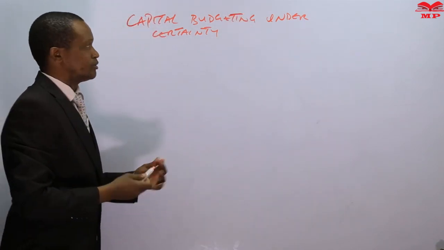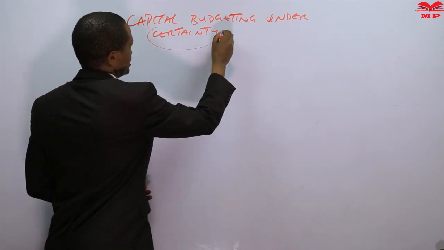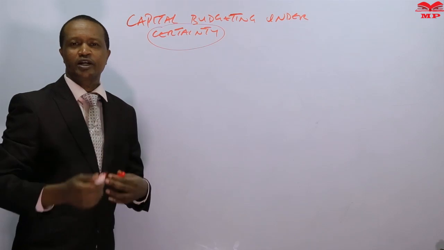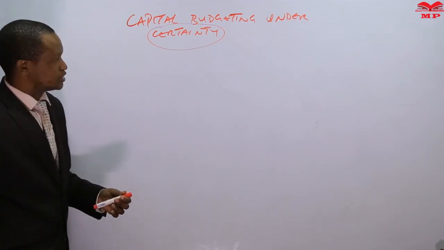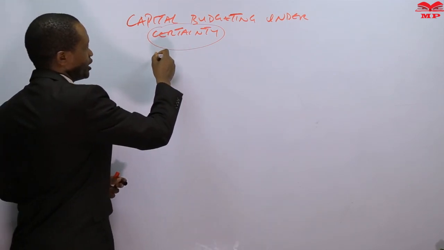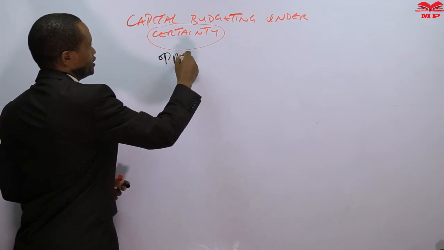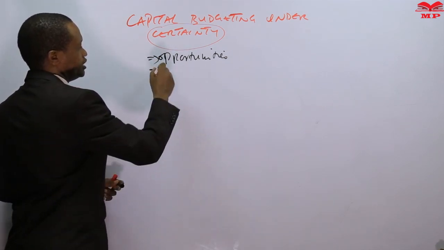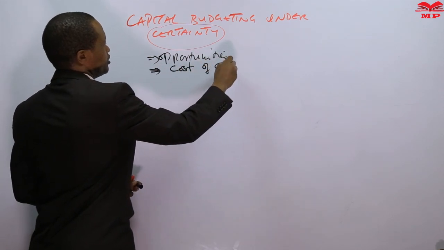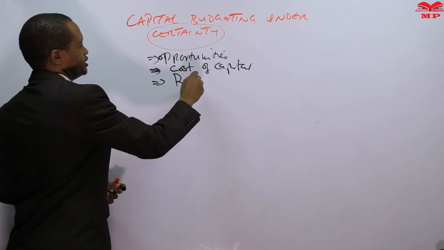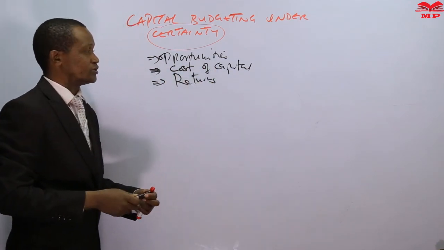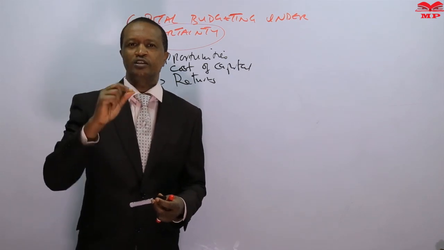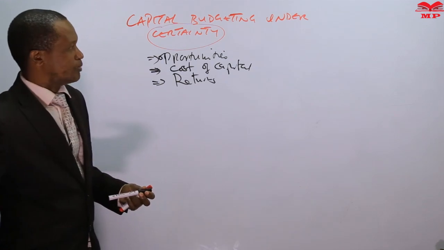Our lesson. Remember last time we defined what we mean by certainty. Certainty is where the investors are aware of the market dynamics, like investment opportunities. This is where investors are aware of the prevailing opportunities to invest, where they know the cost of capital, and they are aware of returns expected from projects. So today we'll be looking at the techniques that can be used in evaluating projects, techniques or methods or tools.